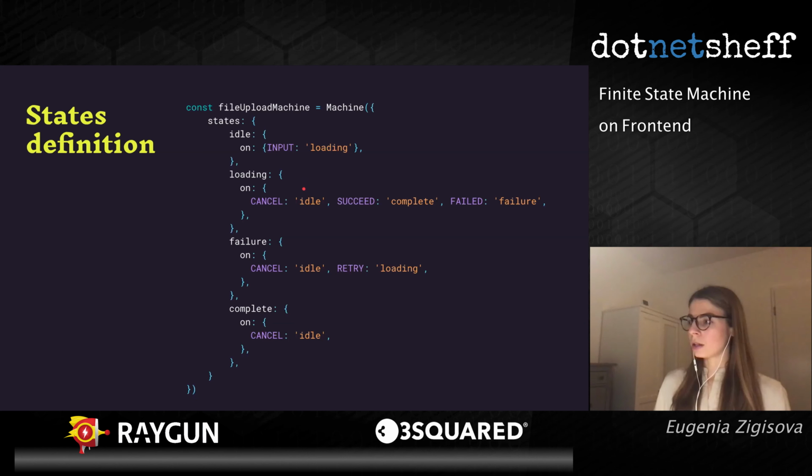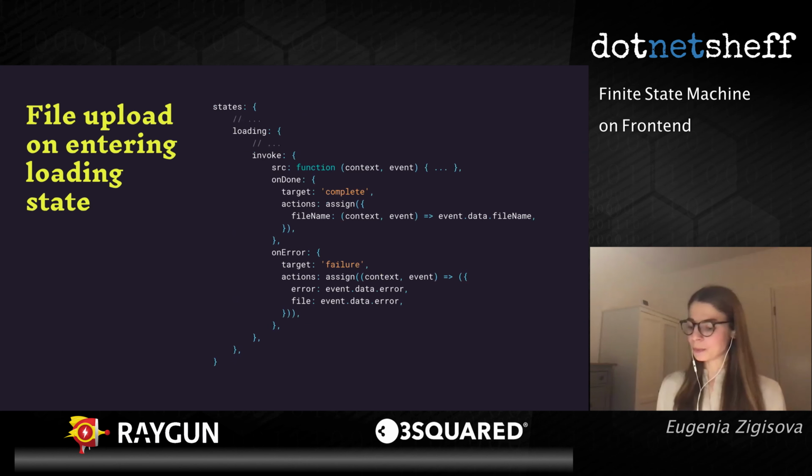So only transitions that are listed here are possible. Anything else will just never happen. So we define states, and now we need to handle this onEnter event. When loading, we trigger a file upload. So this is how the library defines to set it up. You need to invoke a function which is responsible for file upload. And here is this function.